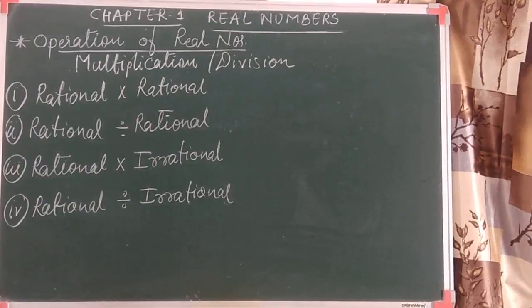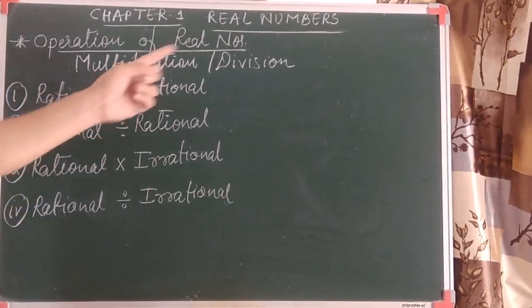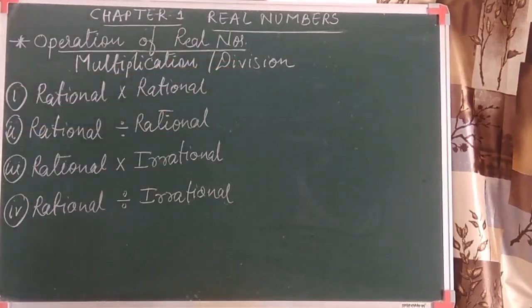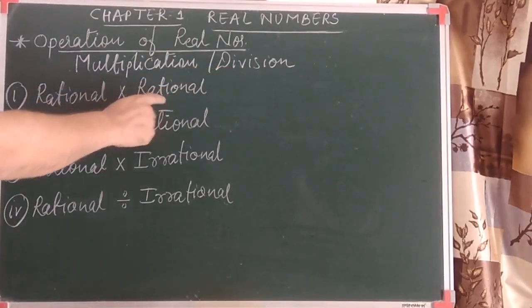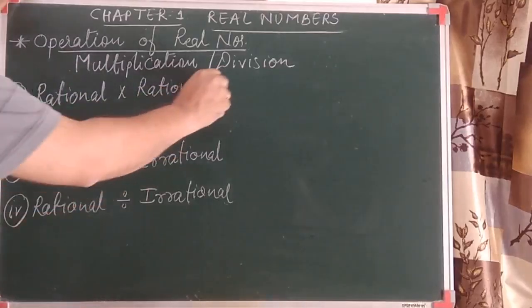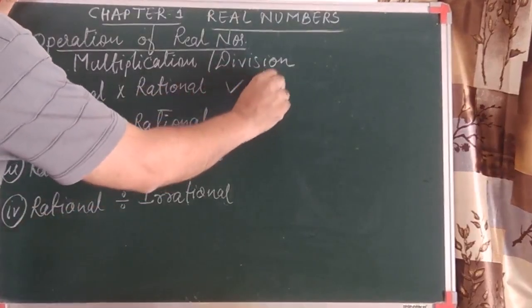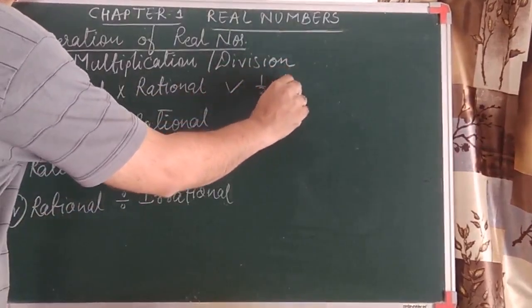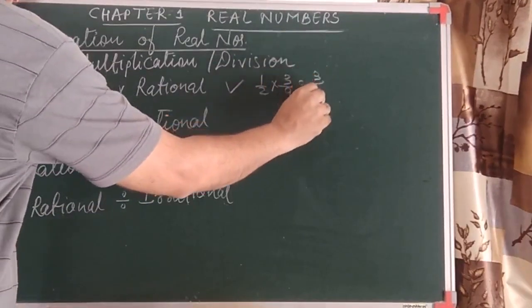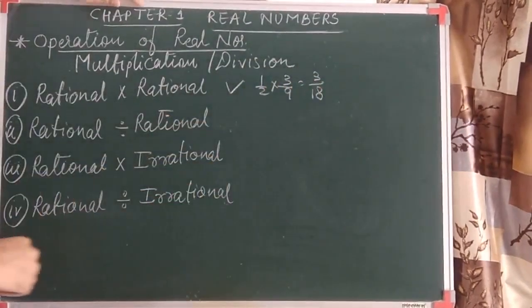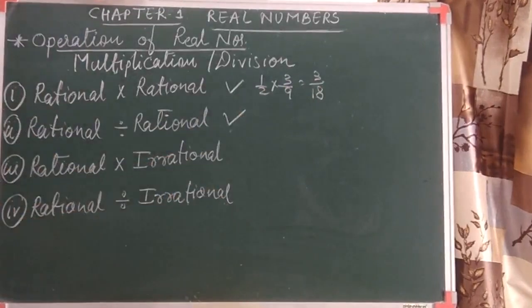Let us continue with the operations of real numbers. The first we have seen is about addition and subtraction. Now it is multiplication and division. So rational and rational can multiply. Any two rational numbers, that is possible. That is half into 3 by 9. Whatever it is, this answer is 3 by 9. So it is possible. The same way the division of two rationals is also possible.